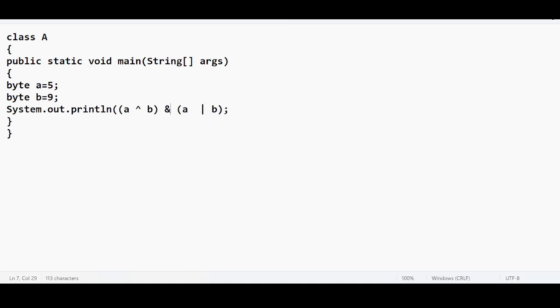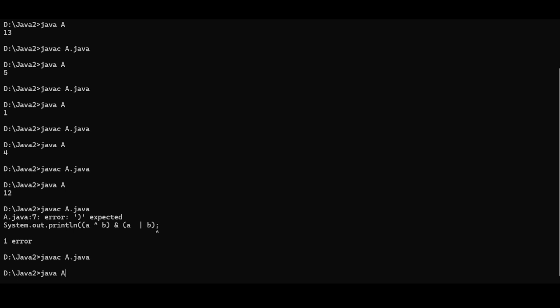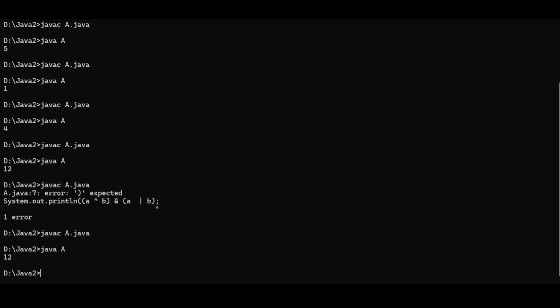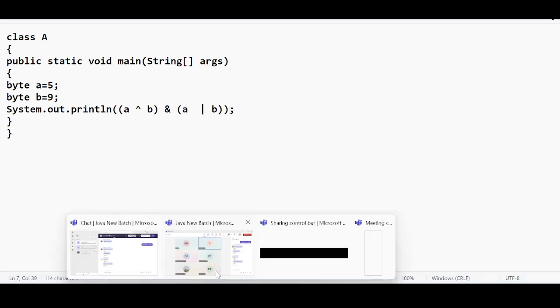Okay, my mistake. One parenthesis is missing. Java space 8.java, Java space 8. Correct. I hope we're able to get this. Now we are getting this, right?